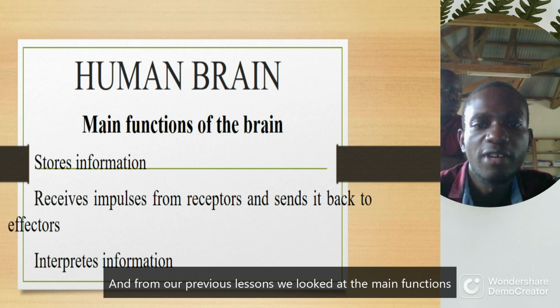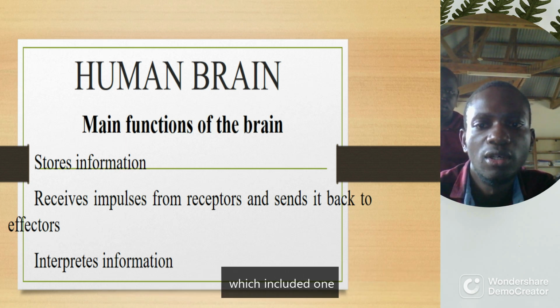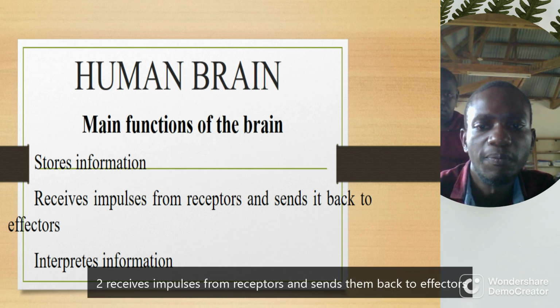And from our previous lessons, we looked at the main functions of the brain, which included: 1. The brain stores the information. 2. Receives impulses from receptors and sends them back to effectors.